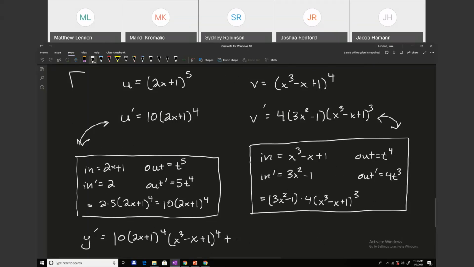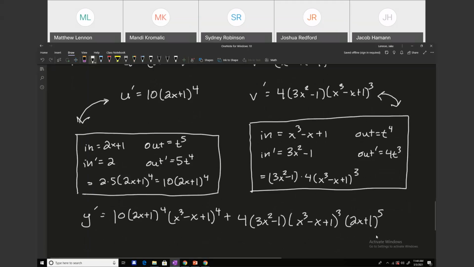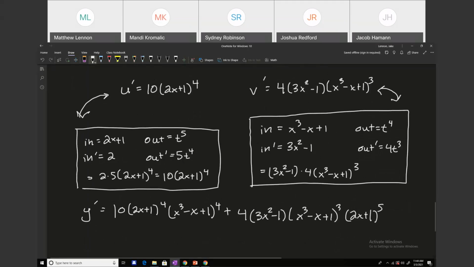So I've got 4 times (3x squared minus 1) times (x cubed minus x plus 1) to the third, and then times (2x plus 1) to the fifth. And it's a big old mess. It doesn't simplify in any nice way. I would just leave that alone as is. As I said, with these product and quotient rules, the derivatives aren't necessarily simplifying. They can just get more complicated as you go on.